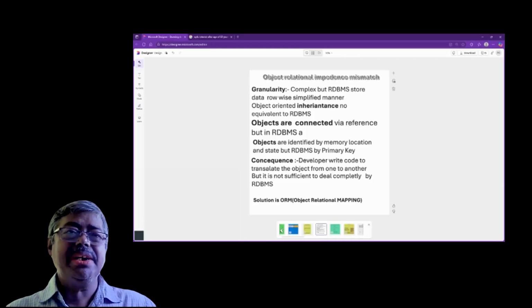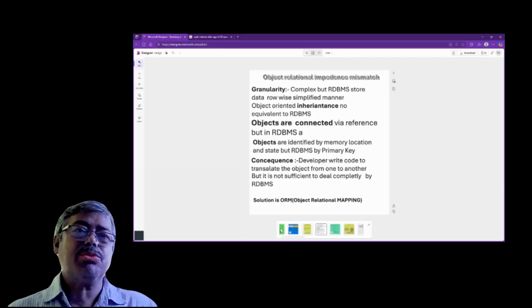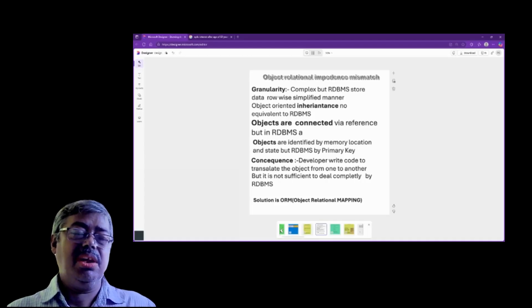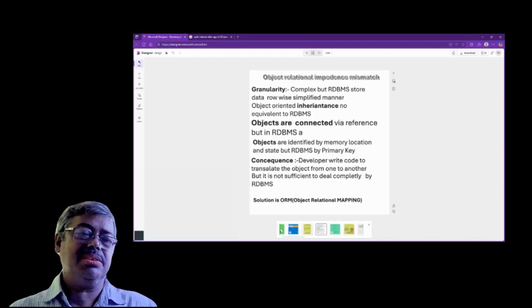And another impedance is the SQL impedance. SQL has a limitation. It has no capacity to deal with the fourth generation language. So this is a main fault of the relational database management system: the SQL language is not compatible with the fourth generation language of the application.